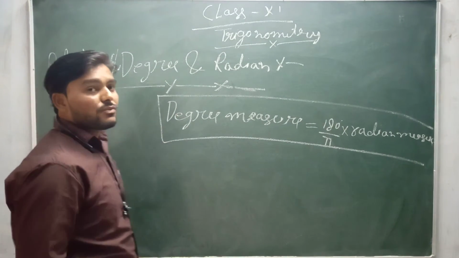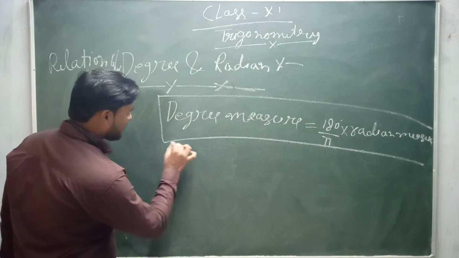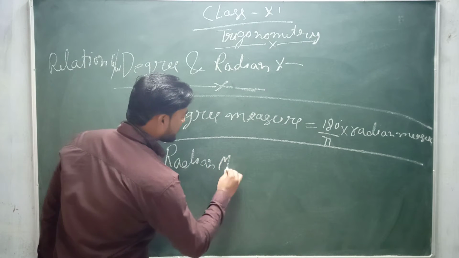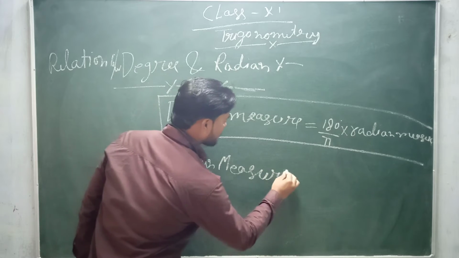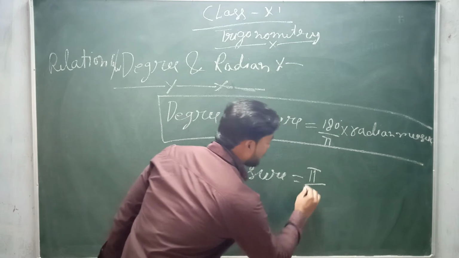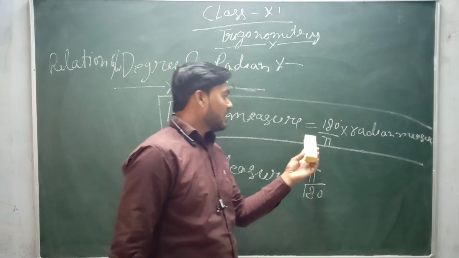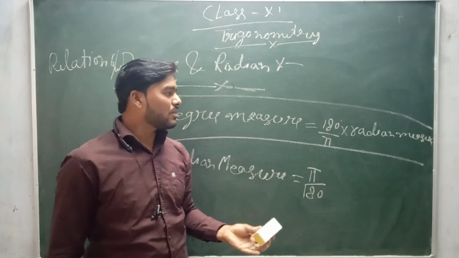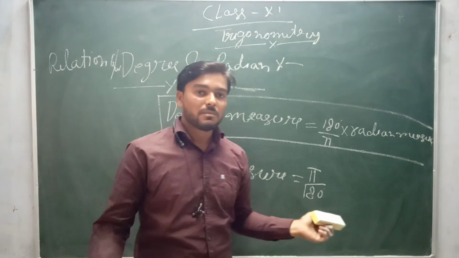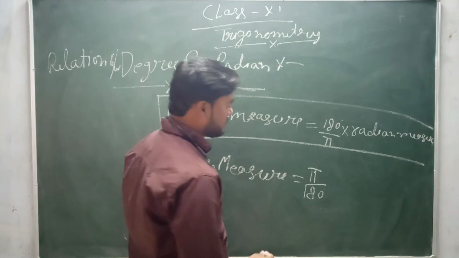Now we want to find radian from the degree measure. Radian measure equals degree measure multiplied by pi by 180. Just the opposite. To calculate in degree measure, we multiply with 180 upon pi, and for the radian measure, we multiply with pi by 180. That is the opposite of the above.